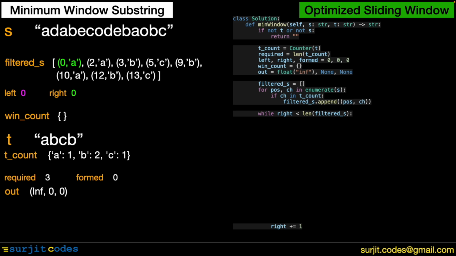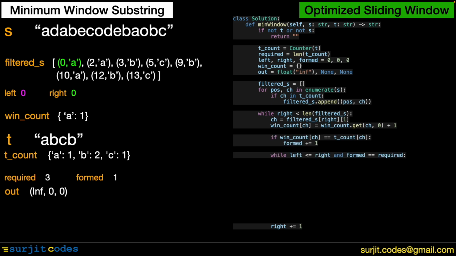Instead of scanning all the characters in S, we will only scan the entries in filtered S. In the first iteration, right is 0, count of A becomes 1 and is saved in win count. The counts of A in win count and T count are equal, so formed is increased by 1. Formed is not equal to required, so inner while loop is ignored. Right is increased by 1.